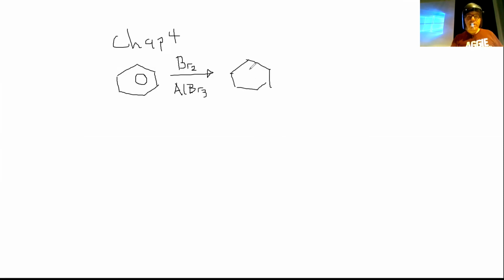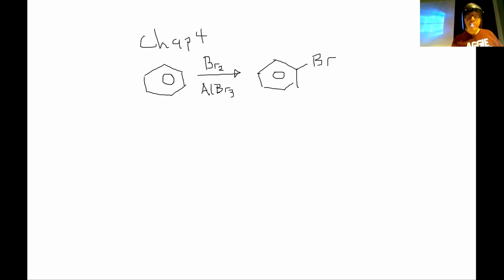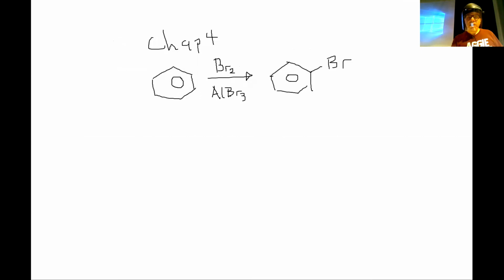I need to finish writing the structure of the product. So, for instance, if you reacted benzene with bromine, I don't know of any other way to do it than this. There, now you at least can see it. So that's one of the electrophilic aromatic substitution reactions we covered.